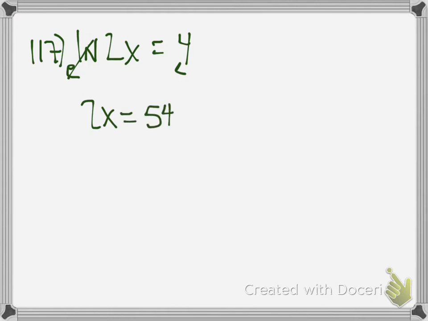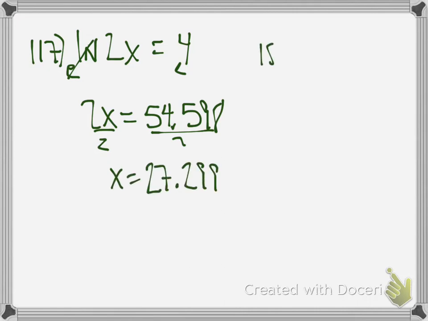117, how do I get rid of ln? Use an e. So e to the 2x equals e to the 4th, because that, I'm sorry, 2x would equal e to the 4th. And then you can divide by 2 to get whatever you get, 27 something. I'll wait till the answer actually shows up on here and see what it says. Why not? 118.